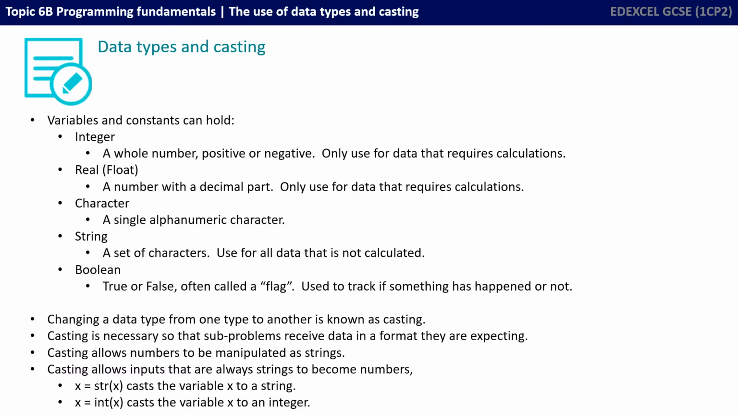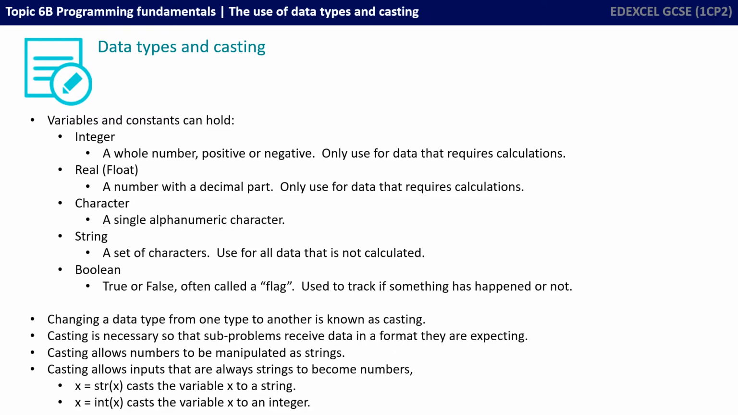So just a quick recap then. Variables and constants can hold integers, that's whole numbers, positive or negative. Reals or floats, that's numbers with a decimal part. Characters, that's a single alphanumeric character. Strings, a set of characters. Or booleans, which are true or false and often called flags. We typically use these to track if something has happened or not.